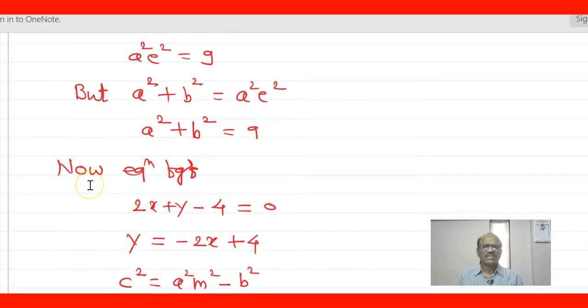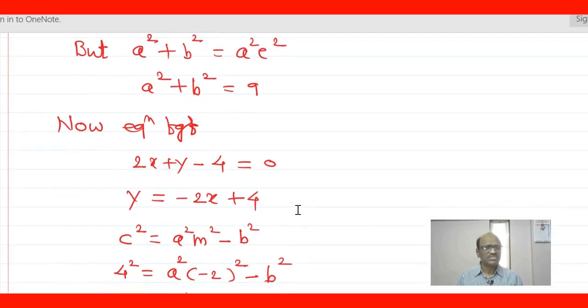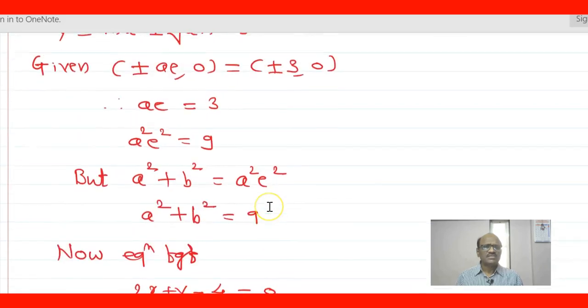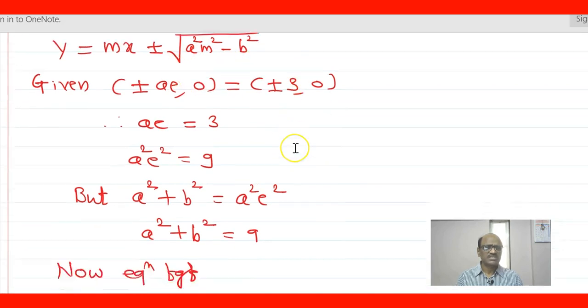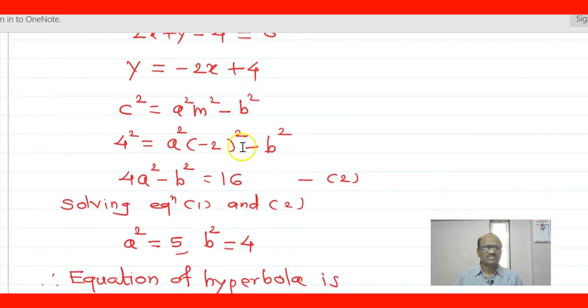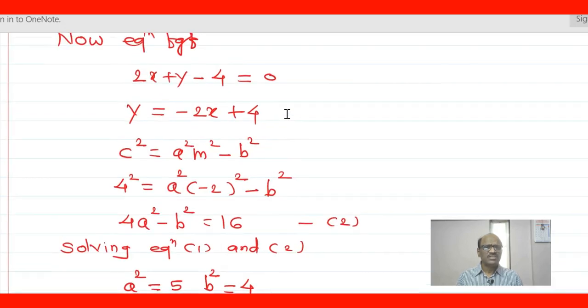Now what about the equation of the tangent? The equation of the given tangent is 2x plus y minus 4 equals to 0. Now write this equation in the form y is equals to mx plus c. Now what is the condition of the tangent in terms of the slope? This is c is equals to plus or minus under root of a square m square minus b square. Now see this here. After the complete squaring, that is c square is equals to a square m square minus b square.